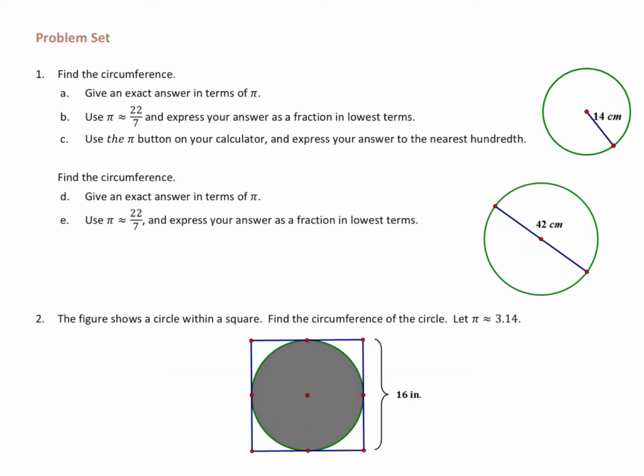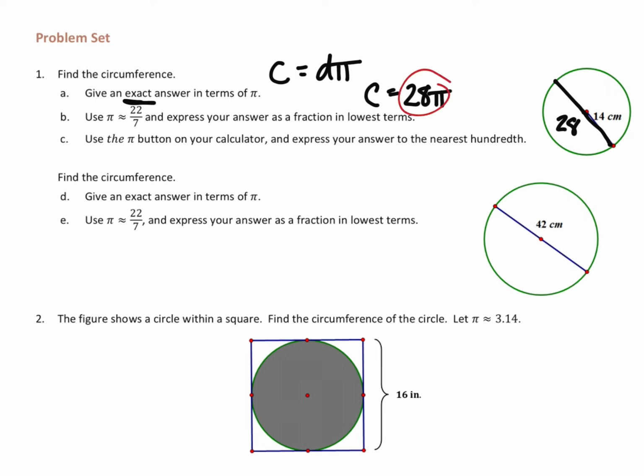To find the circumference, we need diameter times pi. And in this case, the radius is 14. So to get all the way across the circle, we need to go 28 centimeters. 14 and 14 make 28. So to give an answer in terms of pi, we're going to replace that diameter with 28, and we need to multiply it by pi. But because it wants an exact answer, we just leave it like that.